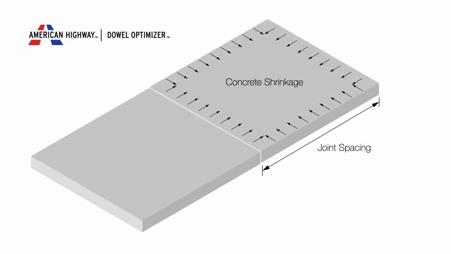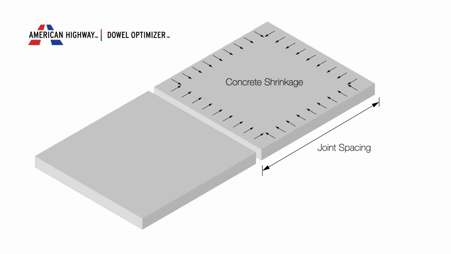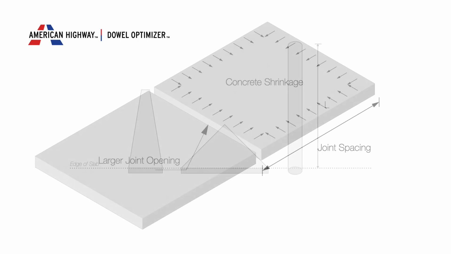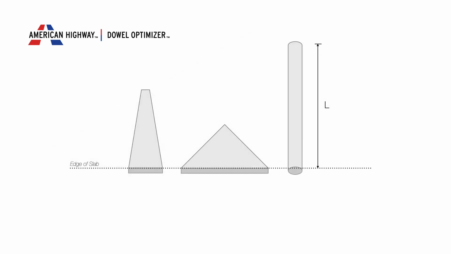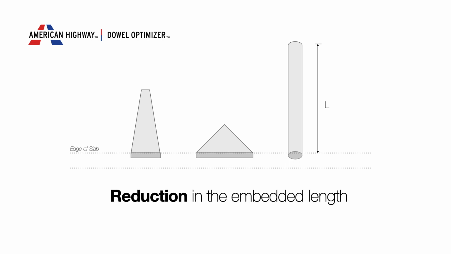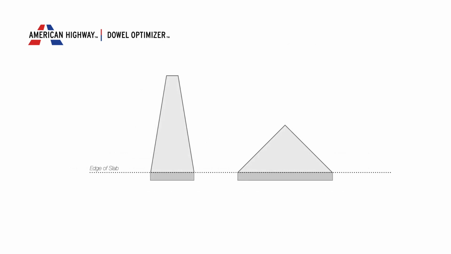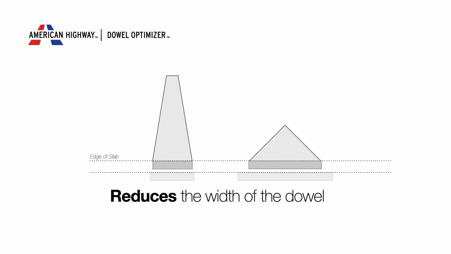Greater shrinkage and wider joint spacing result in a larger joint opening. As joints open wider, two things happen. First, there's a reduction in the embedded depth of the dowel. And second, if the dowel has a tapered shape, then the joint opening works to reduce the width of the dowel as it enters the concrete.